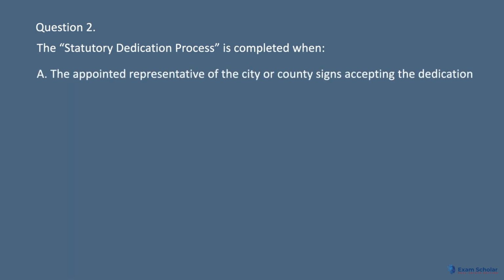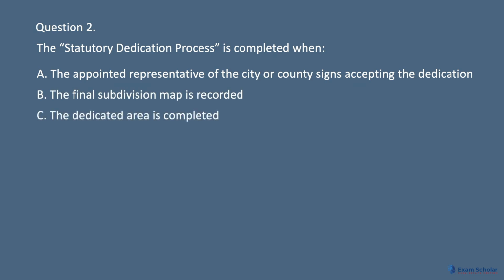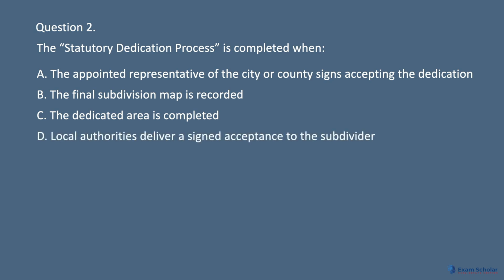Question 2. The statutory dedication process is completed when A. The appointed representative of the city or county signs accepting the dedication. B. The final subdivision map is recorded. C. The dedicated area is completed. D. Local authorities deliver a signed acceptance to the subdivider. Answer. B. Upon the final subdivision map being recorded.